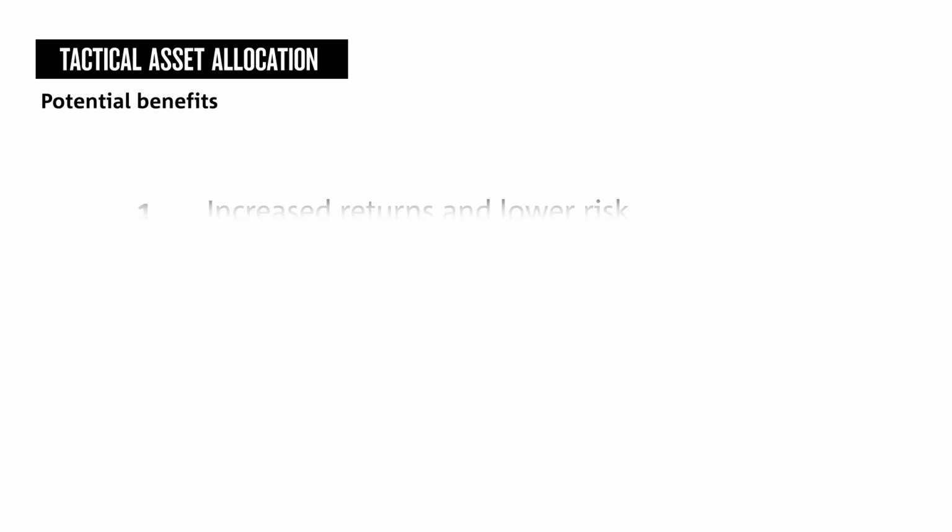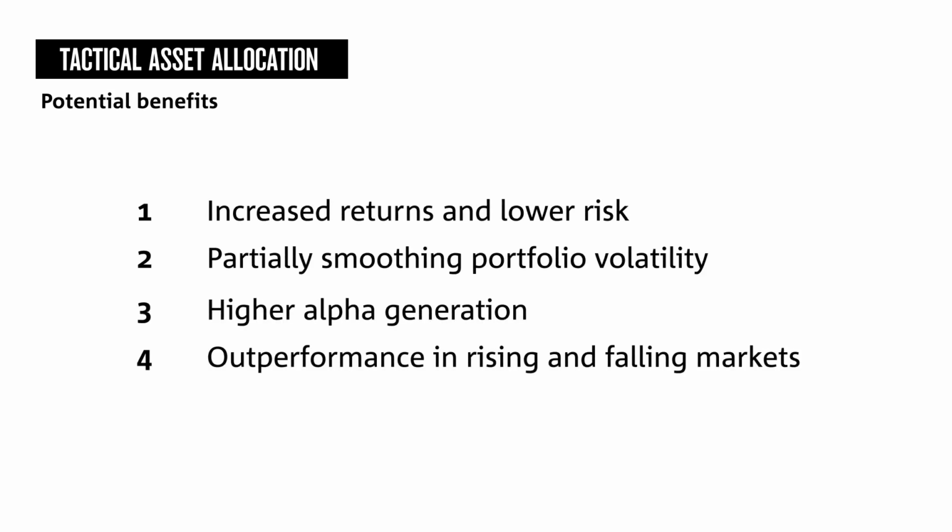Introducing a tactical asset allocation strategy means an investor can potentially enhance their investments by actively managing their portfolio with the aim of increasing reward and reducing risk, partially smoothing the volatility of the business or market cycle, potentially increasing the total amount of alpha available for capture through diversification across multiple asset classes, or providing the potential to perform in both rising and falling markets.